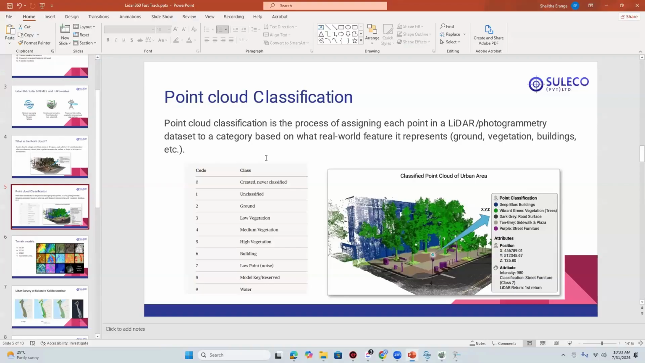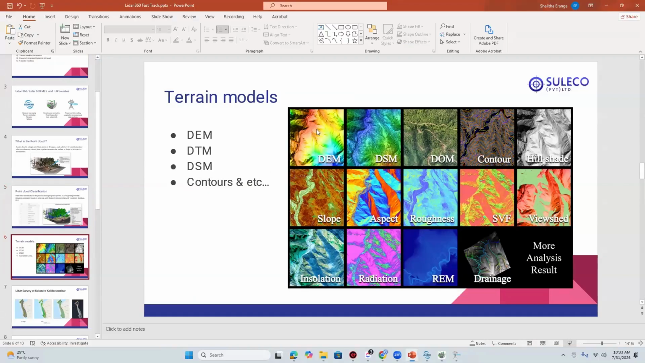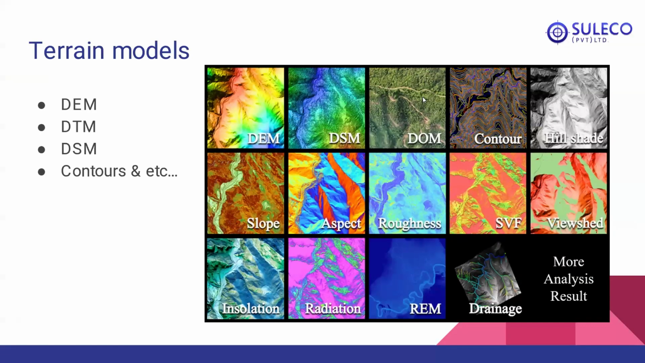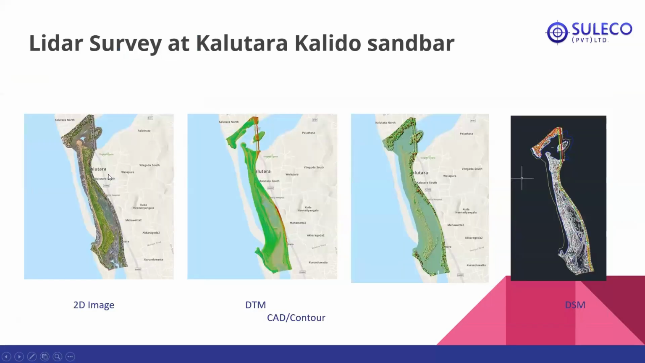Then here is the terrain module, and we can go with all these terrain modules, and we can create the DEM, DTM, and DSM, also contours and other things in here. This is one of the projects we have done in our company, and we have 2D image coming from the drone data set and the DTM and DSM, also the contours.